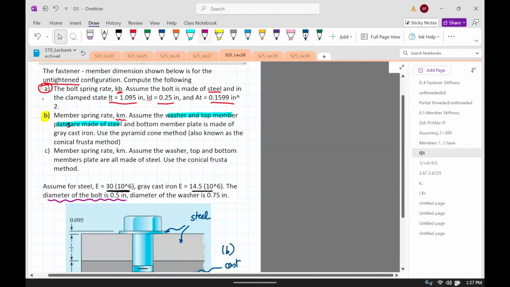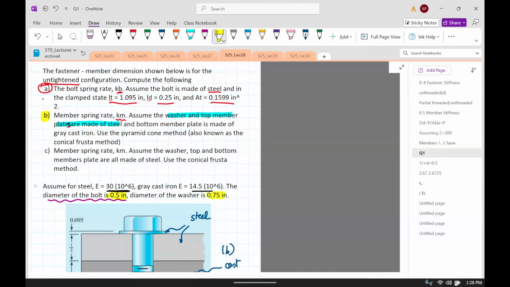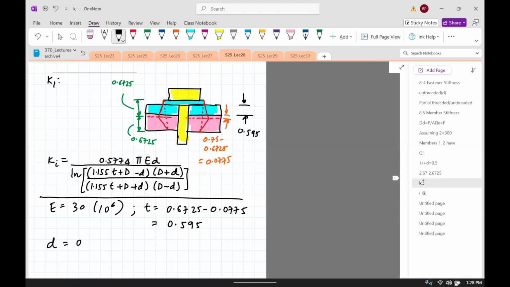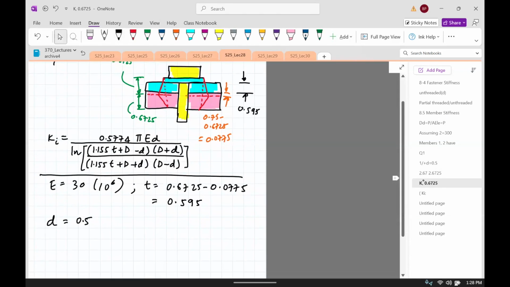Yeah, there it is. Diameter of the bolt is 0.5 inches, and the diameter of the washer is 0.75. So this is 0.5, while this is 0.75. So 0.5 is d, small lowercase d. Okay, and we need to compute D.